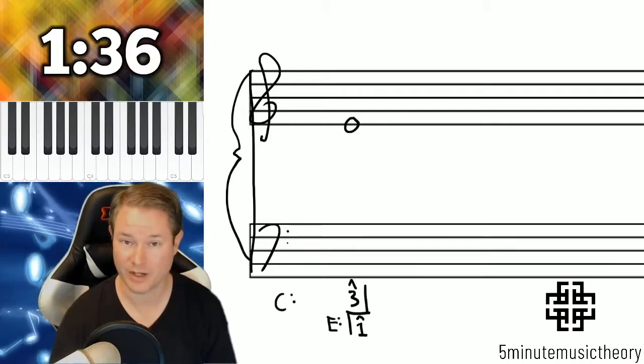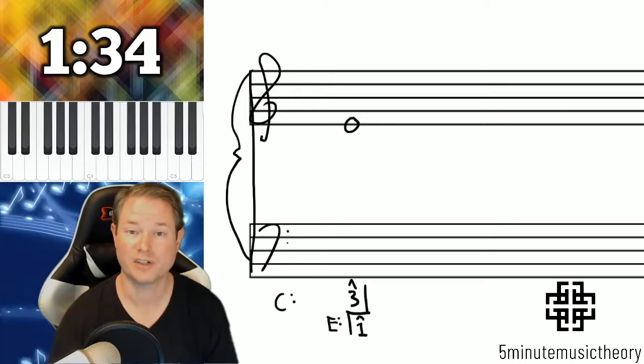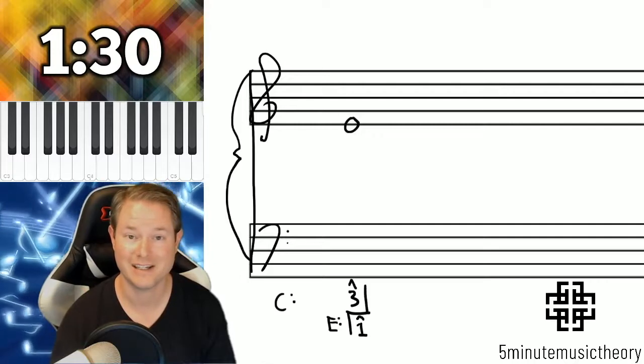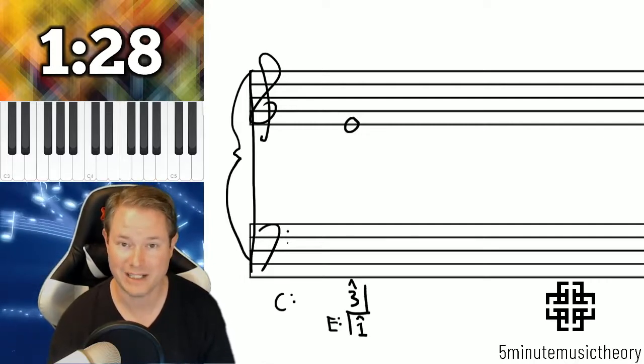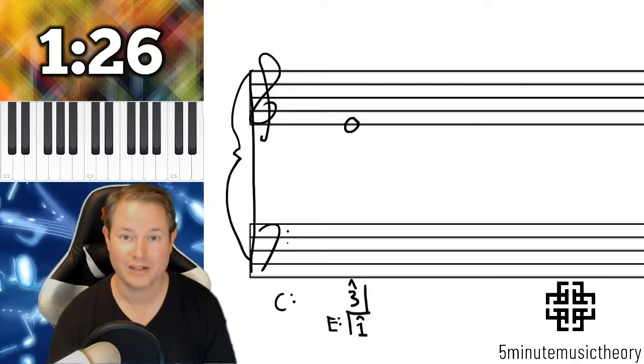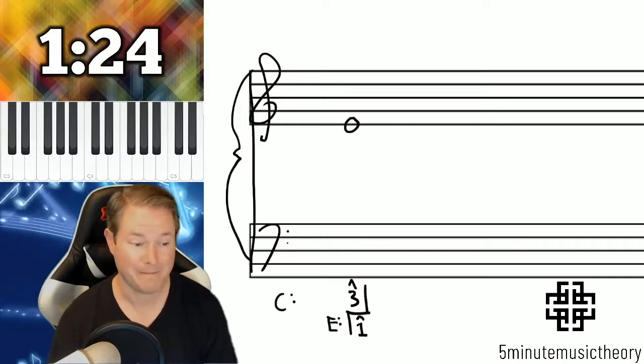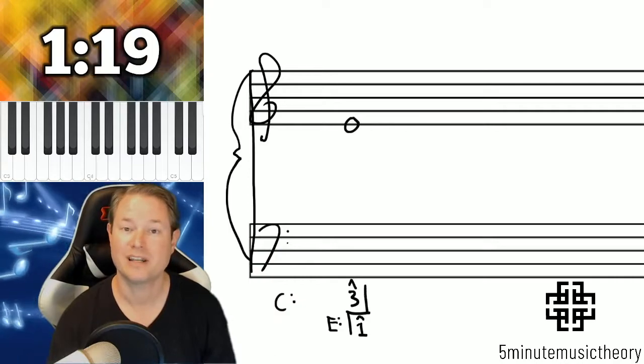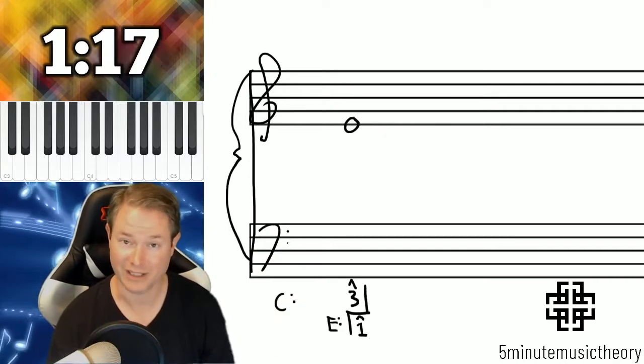So just to quickly summarize everything here, common tone modulation is when there's a single common tone used to modulate between two keys, which typically have a chromatic mediant or a relative major minor relationship between those two keys. And to analyze them, you use the same sort of step method, only instead of using Roman numerals, we use scale degrees.